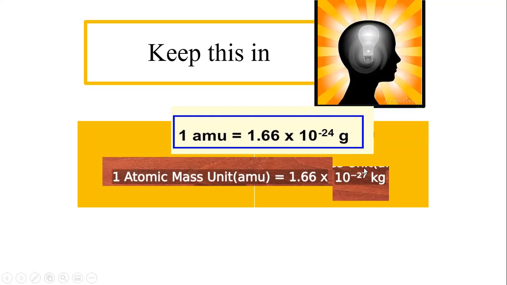It means 1 gram is always equal to 1/1000 kg. So 10 raised to power minus 24 will be converted into 10 raised to power minus 27 kg, as I will show you here.